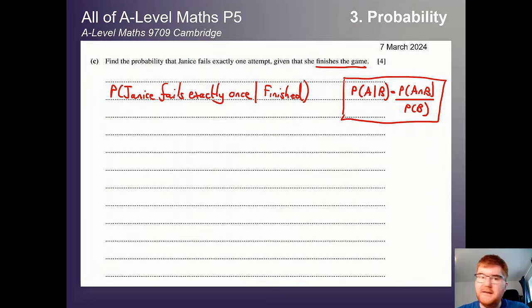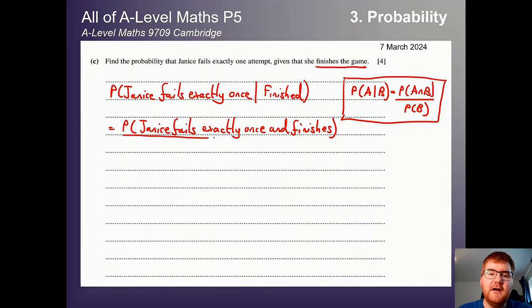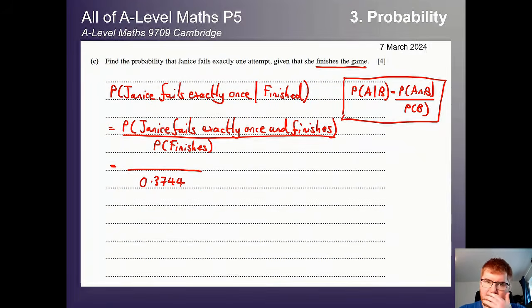So in order to implement this with the situation we have, we want the probability that Janice fails exactly once and finishes, and you can use the intersection sign instead. I'm just going to write it in words so we have it nice and clear, divided by the probability that she finishes. Now notice the bottom we've already done in part B. We've already worked out that probability. That's equal to 0.3744 from part B. It's always the pain with these probability questions. You're using something from before, but they'll give you some follow-through marks for this.